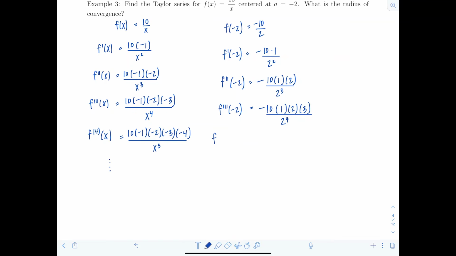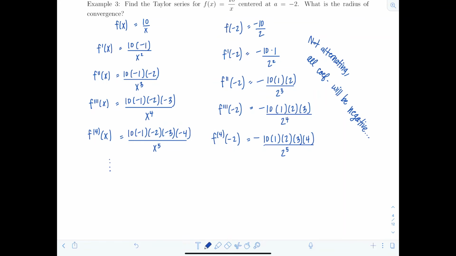Let's do the last one. So the fourth derivative evaluated at negative 2. This one's also negative 10 times 1 times 2 times 3 times 4 over 2 to the 5th. So notice this is not alternating. All the coefficients will be negative. So keep that in mind.